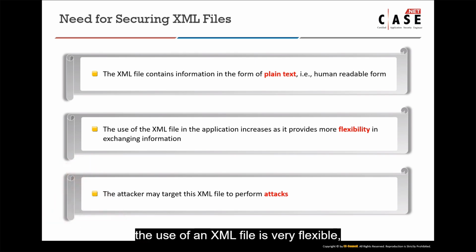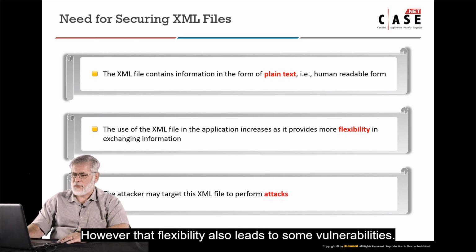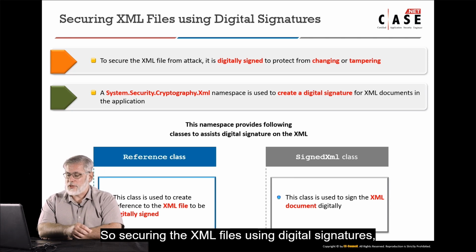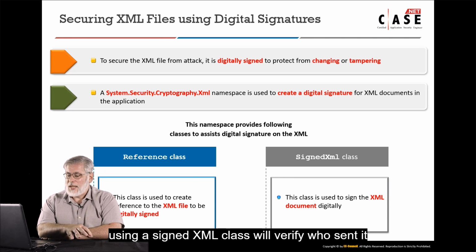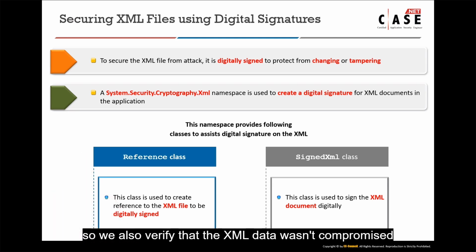The use of an XML file is very flexible. It's platform independent. It looks like tags, just like HTML, only it's displaying data. However, that flexibility also leads to some vulnerabilities. So we secure the XML files using digital signatures. Using a signed XML class will verify who sent it. And remember, signatures are signing the hash. So we also verify that the XML data wasn't compromised.